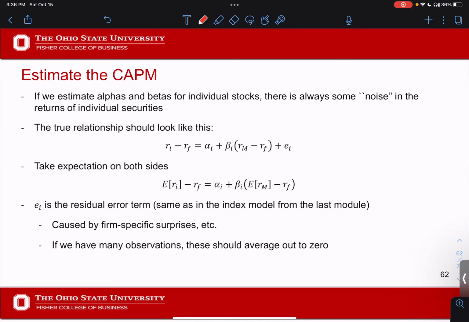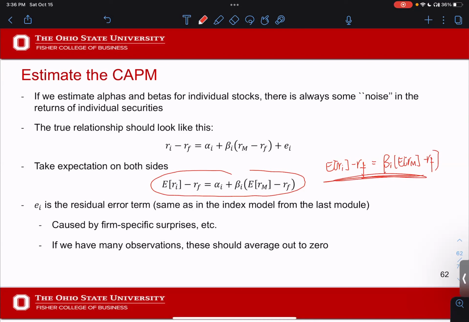The CAPM model looks like this, right? It actually looks like: expected return minus R_f equals beta_i times the market risk premium. This is the CAPM model, but you cannot estimate a CAPM model using a statistical method unless you write it in a statistical way. This is the statistical formula we're going to use.